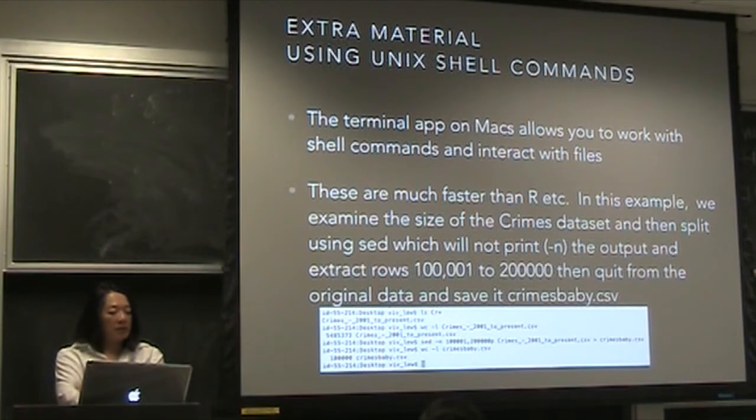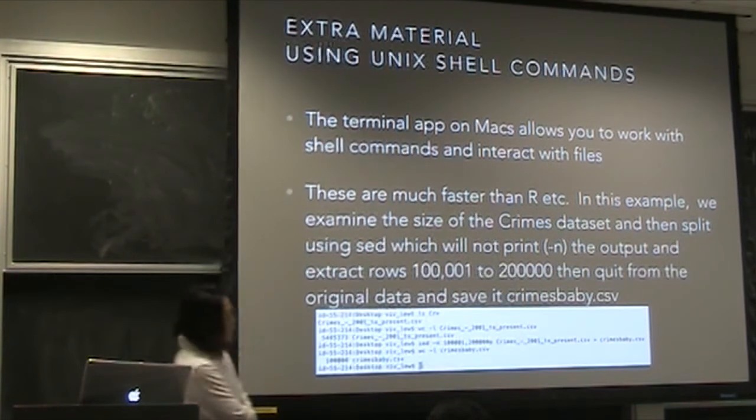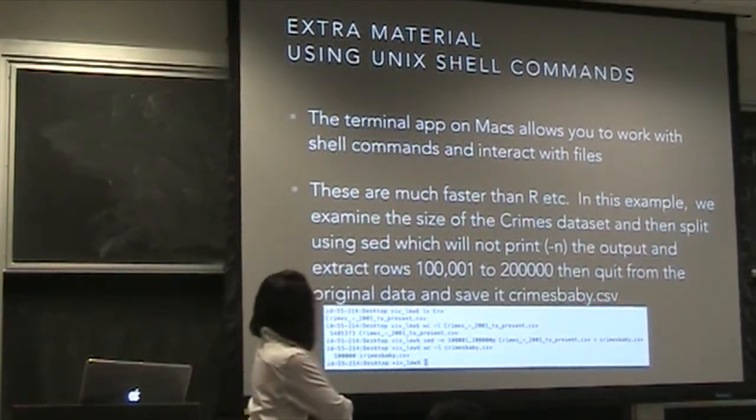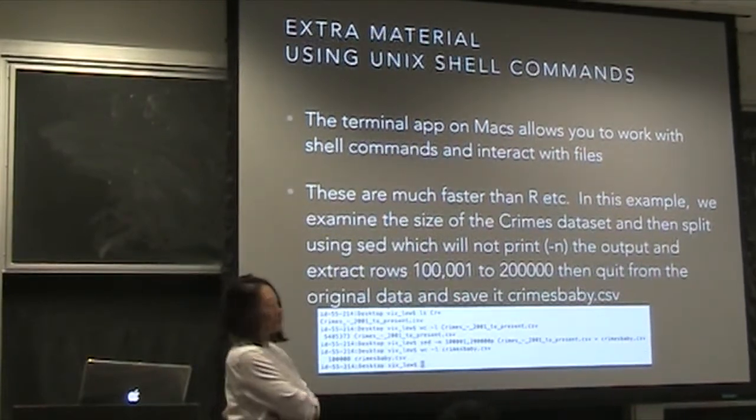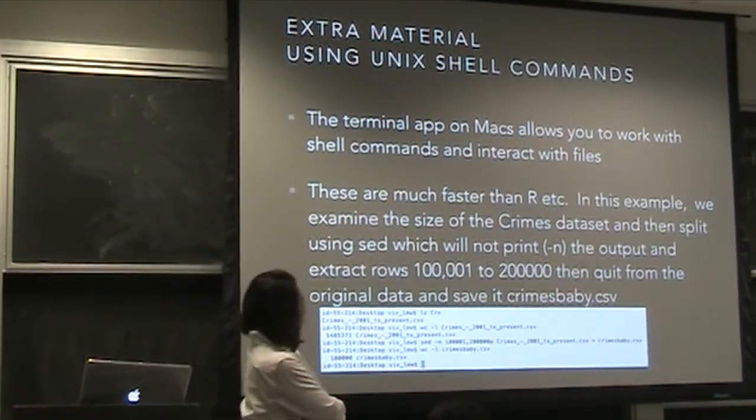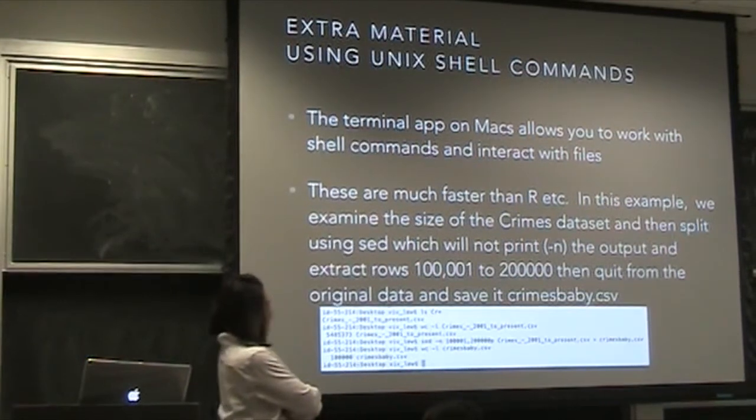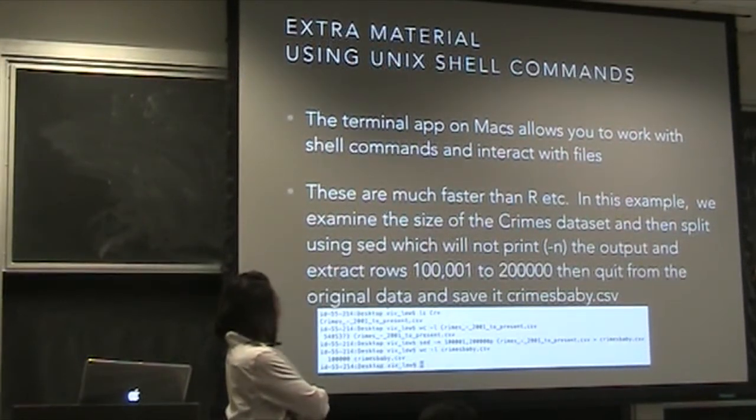So in this example, we can examine the size of the crimes data set and then split it using sed, which is just a Unix type of command. We're not going to print out the output, and we're going to extract rows 100,000 to 200,000 and quit from the original data and save it to crime CSV. All right, this can all be done.